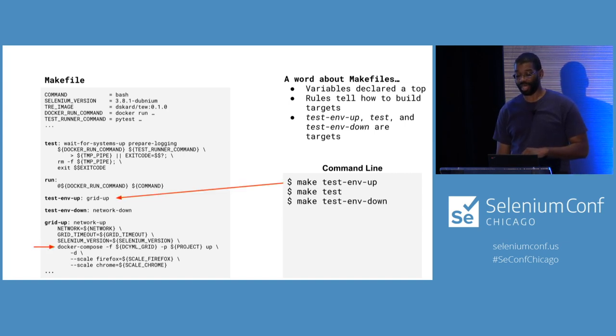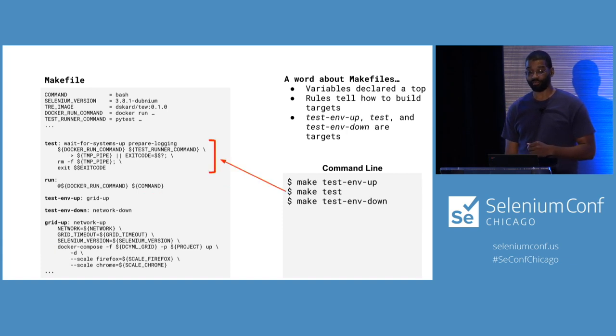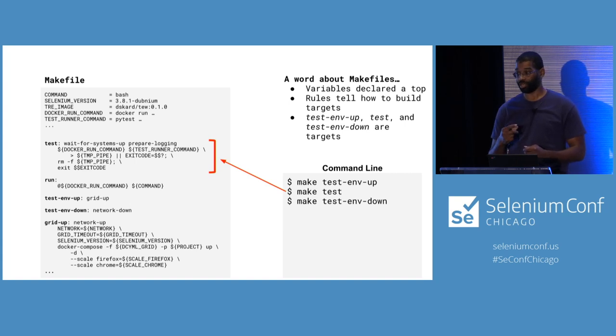So if we look at our commands, we have the make test-env-up command, which calls into the Makefile. It looks for a target called test-env-up, and this target is actually calling another target called grid-up. And down below in grid-up, you'll see that it's running the Docker Compose command to bring up our Selenium grid. Similarly, with the make test command, we're calling the test target, which runs a bunch of commands, but you can see that it's running a Docker run command, and then it's also running pytest, which is our test runner command.